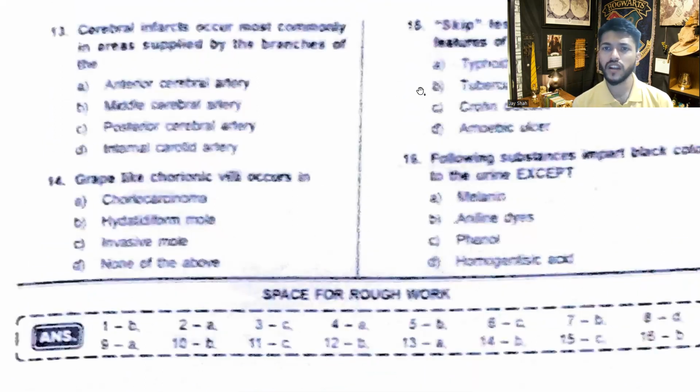Skip lesions, classical of Crohn's disease. Tuberculous ulcers, circumferential; typhoid, longitudinal; amoebic, flask shape. Grape-like chorionic villi, again, you need to remember it's seen in hydatidiform mole, also known as H mole.